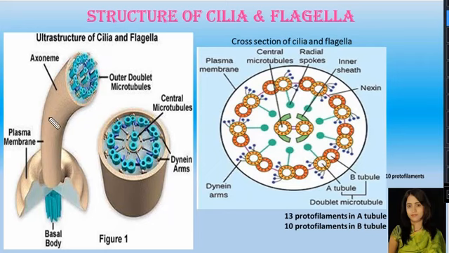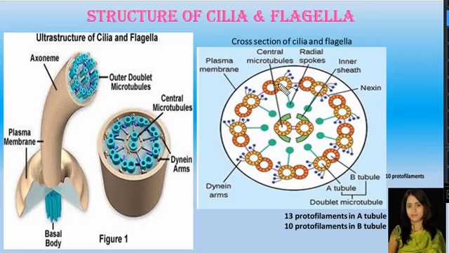This is the plasma membrane. Here it is very clear, this is a plasma membrane, and inner to this there is a core called axoneme. This axoneme contains a number of microtubules and these microtubules run parallel to the axis. This is a cross section of cilia and flagella. So here this is the outer covering, the plasma membrane, and the remaining part is the axoneme.